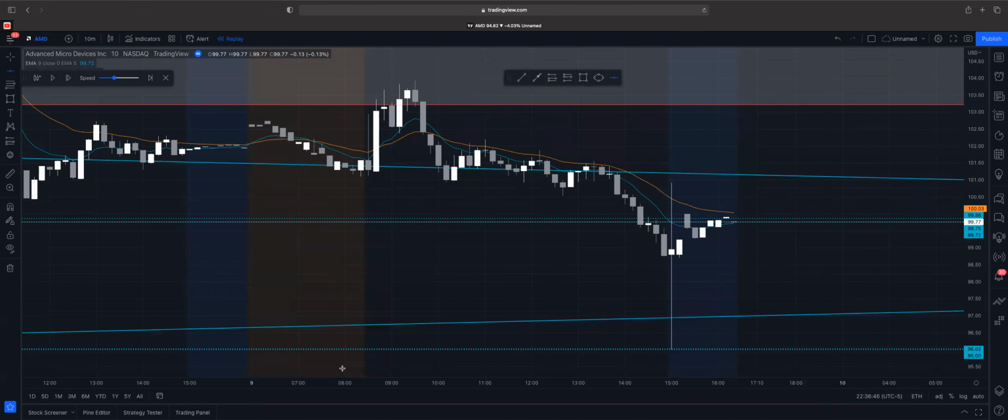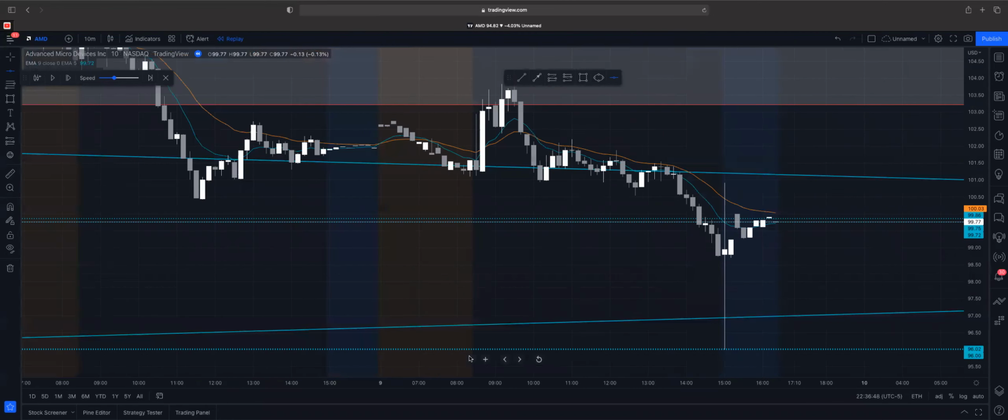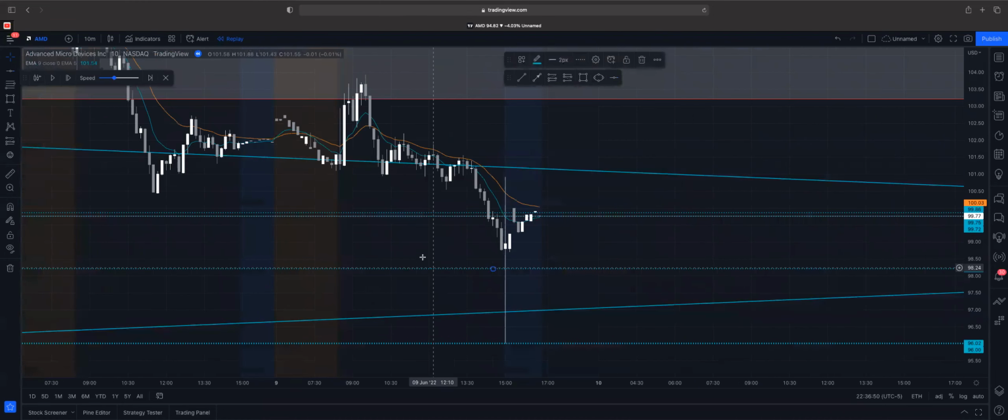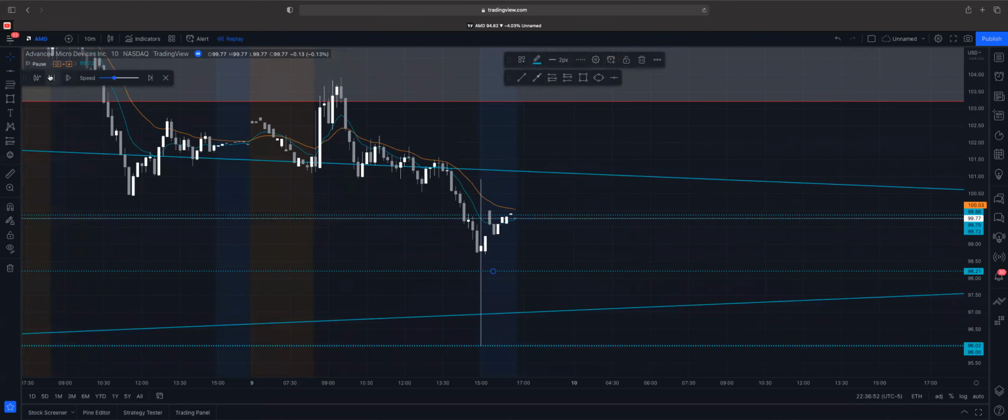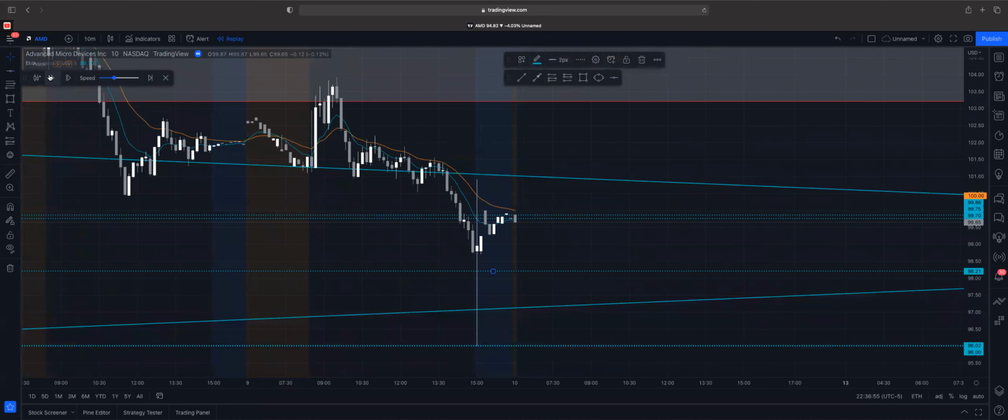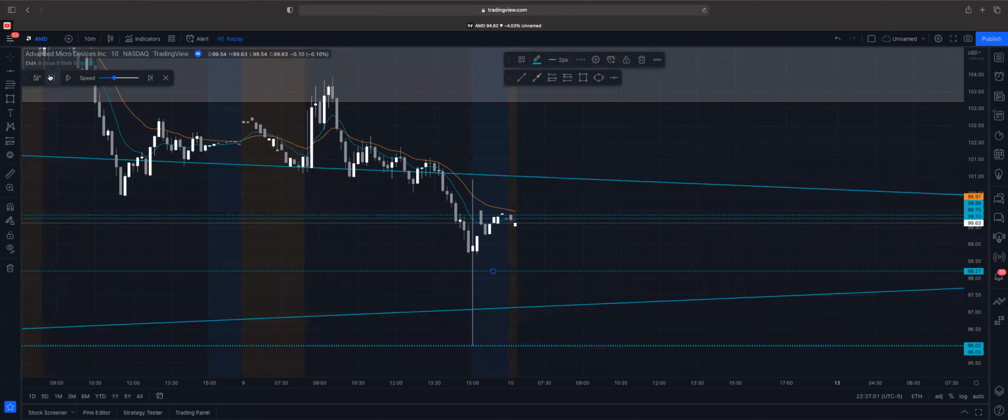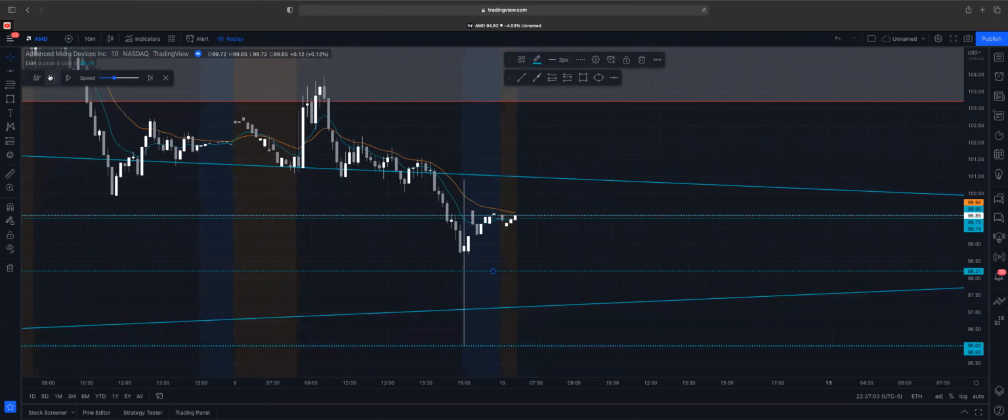Okay, so now that we're about to start the market open, we're going to let it play out, right? So you can see the market is now open. There we go. We're retesting that level.